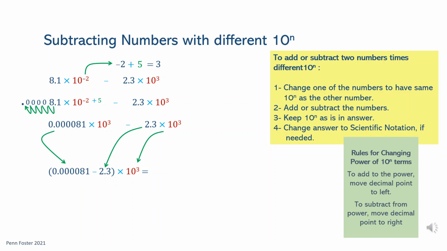The answer is already in scientific notation, so the final answer is -2.299919 times 10 to power 3. You could choose to change the power 3 to -2 instead. In this case, you'll be subtracting 5 from that power, and will have to move the decimal point 5 places to the right. Follow the same steps from there, and you should get the same final answer.